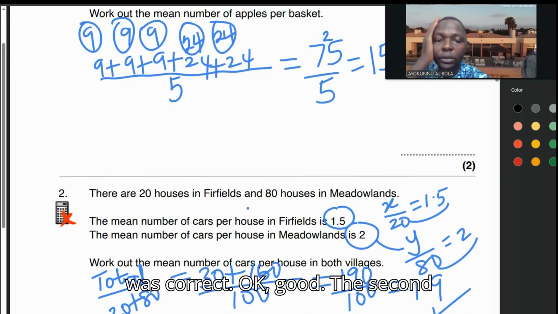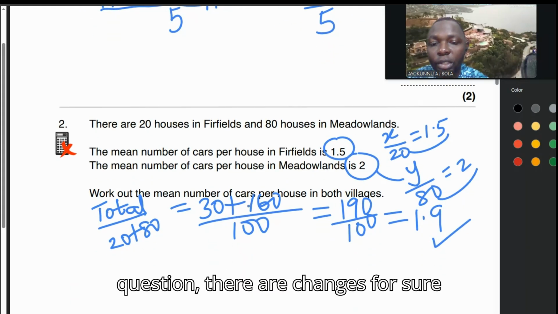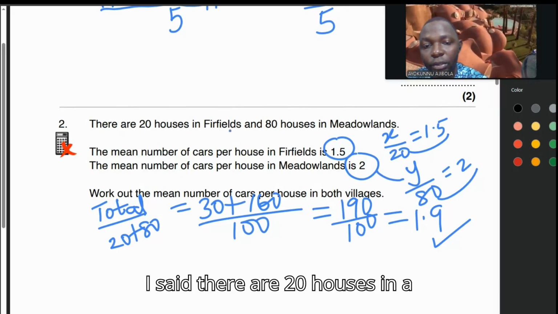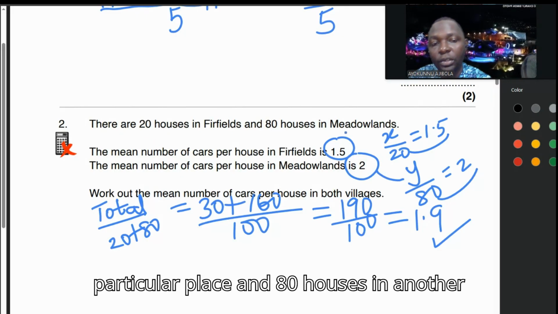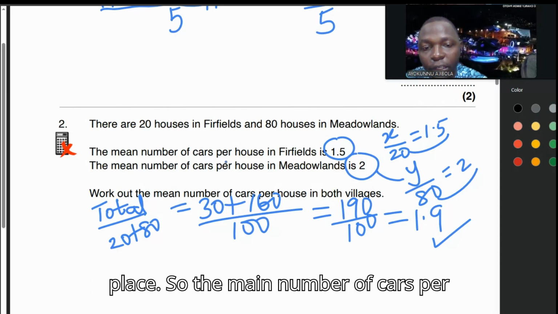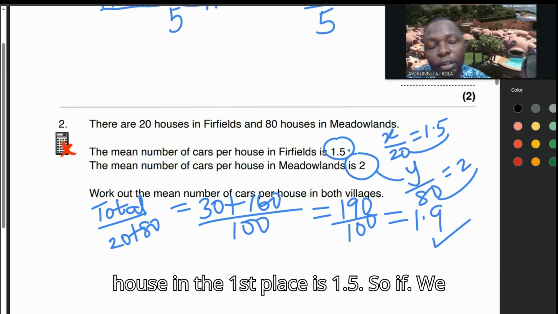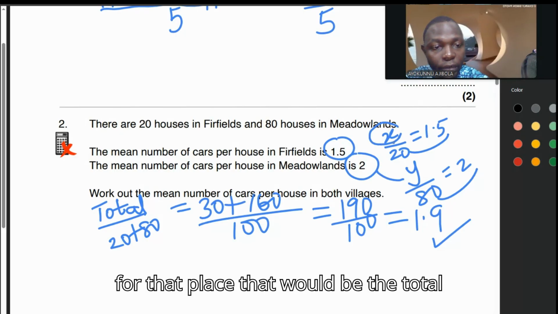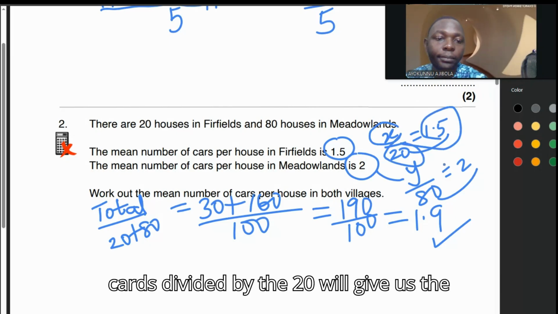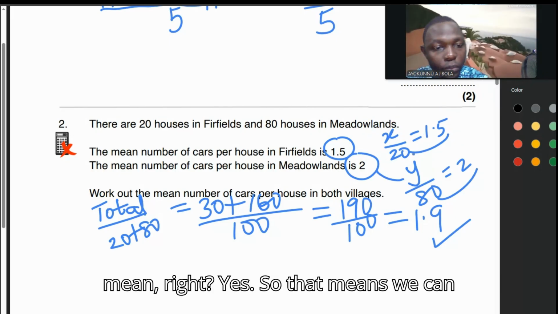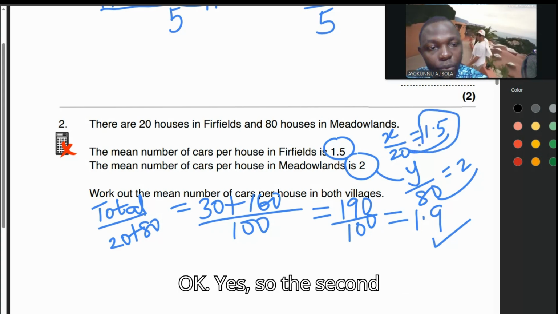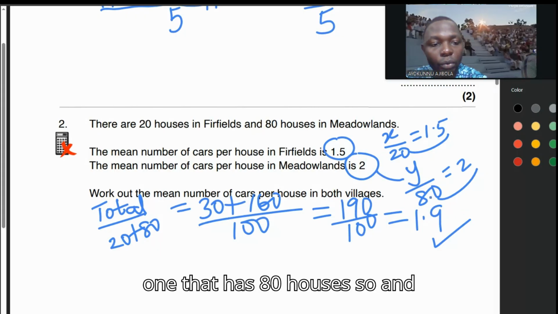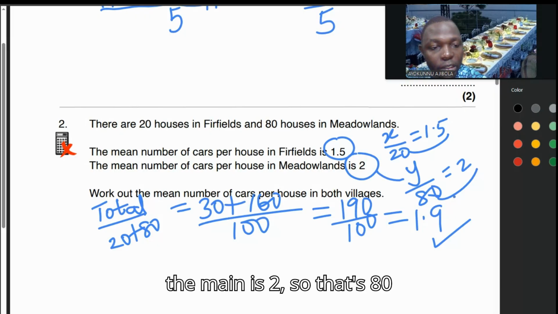Okay, good. The second question: I wasn't sure with that one. Yeah, but the second question said there are 20 houses in a particular place and 80 houses in another place. So the mean number of cars per house in the first place is 1.5. If we need to get the mean for that place, that would be the total cars divided by the 20. So that means we can just multiply and get the total cars, okay? Yes. The second one has 80 houses and the mean is 2, so that's 80 times 2.